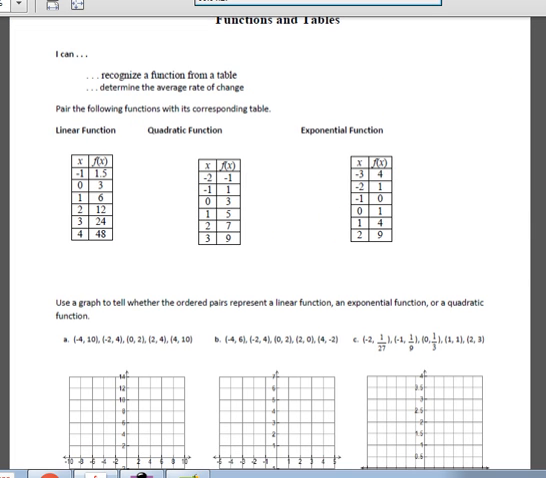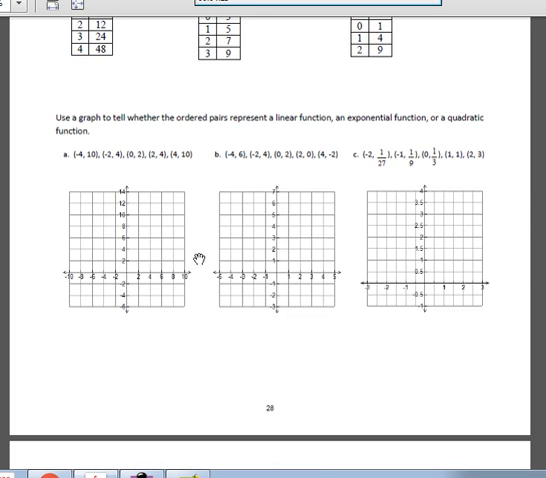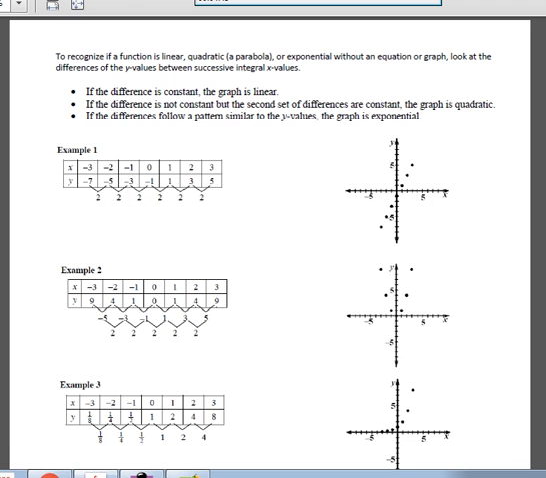Okay. Now, below is 3 more examples. I'm actually going to let you try these on your own. You're going to graph all of these and see what they look like and identify whether it's linear, exponential, or quadratic. But we don't need to do that together, because that is something that I want you to practice on your own. Alright, so this is everything for page 28. Let's go ahead and take a look at page 29.